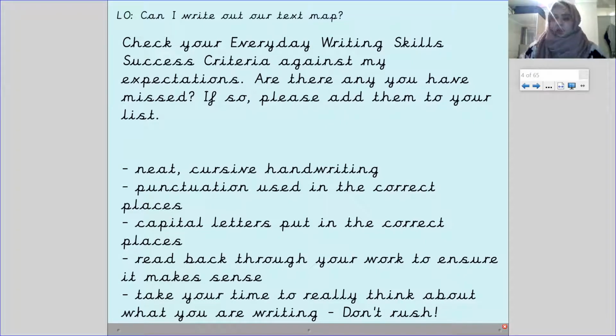Okay, this is why I always say think about your sentence, say your sentence, then write your sentence. But while you're writing your sentence, say your sentence as well, because you'll then realize if you have missed any words out or not.